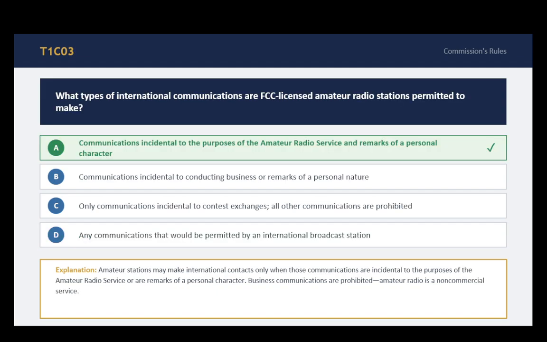What types of international communications are FCC licensed amateur radio stations permitted to make? The answer is A. Communications incidental to the purpose of the amateur radio service and remarks of a personal character. Amateur stations may make international contacts only when those communications are incidental to the purposes of the amateur radio service or are remarks of personal character. Business communications are prohibited. Amateur radio is a non-commercial service.